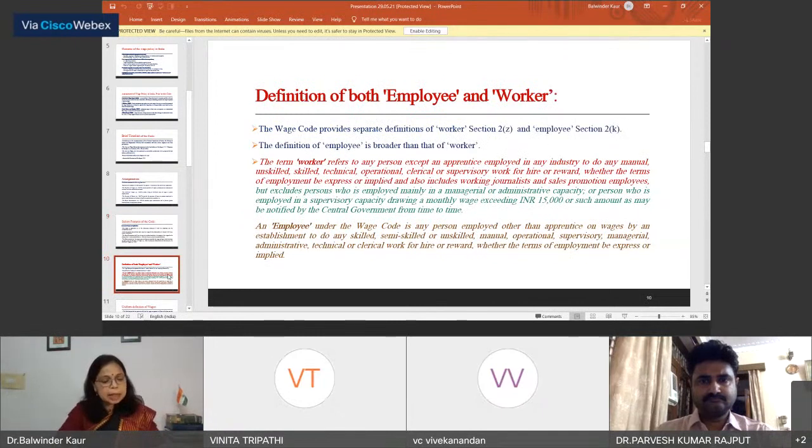Now, next important, in this Code on Wages there are 3 definitions which are very, very important. The 3 definitions are employer, worker, and employee. Now, there are 3 legislations which define these 3 terms: the Minimum Wages Act, the Payment of Wages Act, and the Payment of Bonus Act. These 3 legislations define who will be the employer, who will be the worker, and who will be the employee. Now, first, I will explain the definition of employer.